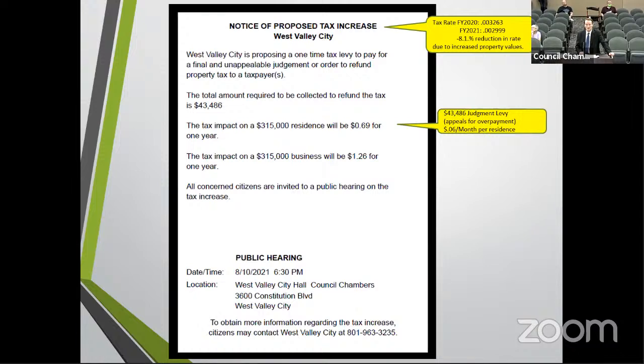This year, the judgment levy was about $43,000, which is the lowest we've seen in years. We've seen them as high as over $2.5 million in previous years. So it's not a big hole, but it opens up the discussion for the public, for the council, and for us to consider taxes and the important role that they play in running the city. Just by note of interest, last year, the actual property tax rate that West Valley City charged was 0.003263. This year, the property tax rate went down by 8%.